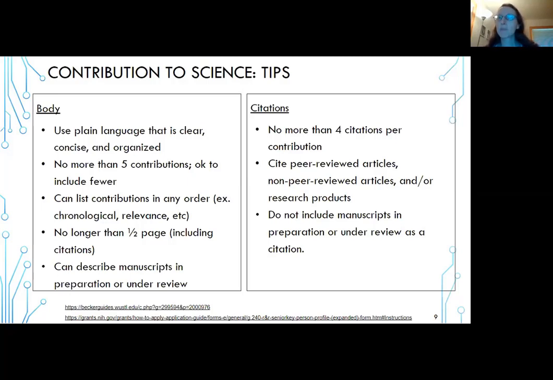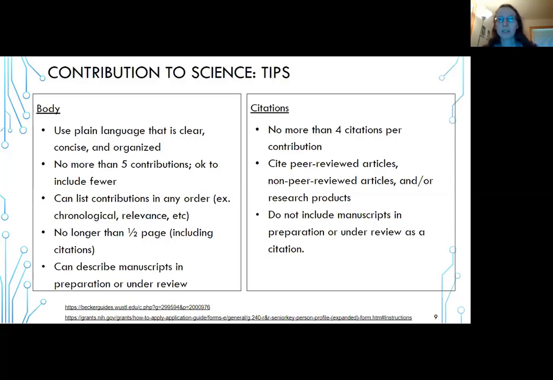Each contribution can be no more than half a page, and that includes citations. That is part of the reason why it's really important to be very clear and concise when writing these contributions, because they can't be very long. And just like with the personal statement, it is okay to describe manuscripts in preparation or under review. Also like the personal statement, you can attach up to 4 citations for each contribution. And it's okay to reuse the same citation multiple times if you so choose. For example, you could have a citation that is used in the personal statement and then again in one of the contributions, or a citation that is used in multiple contributions. That's fine.